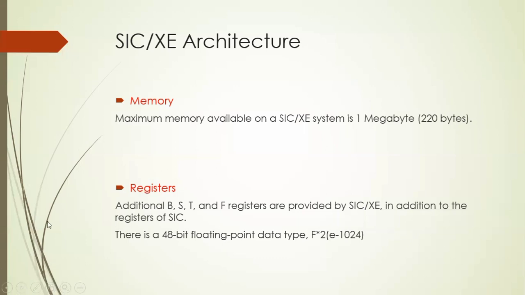So first is the memory. The maximum memory available on a SIC system is 1 megabyte, that is equal to 2 to the power of 20 bytes. And registers: in SIC there are 5 registers, and in addition we have 4 additional registers. Those registers are B, S, T, and F registers, provided by SIC/XE. And there is a 48-bit floating point data type. B stands for the base register, S stands for a general working register, T stands for a general working register, and F stands for the floating point accumulator.